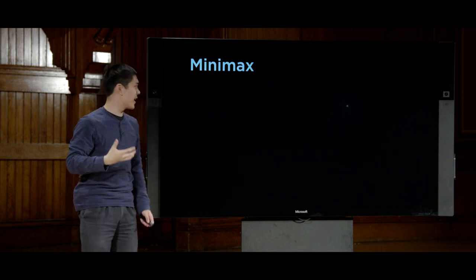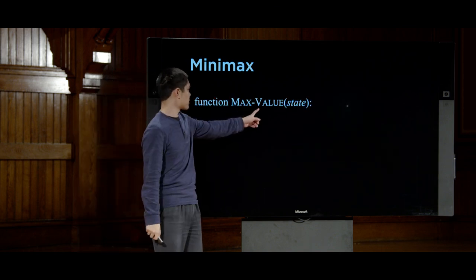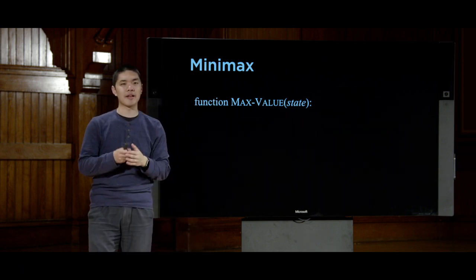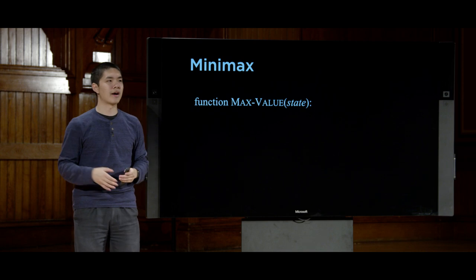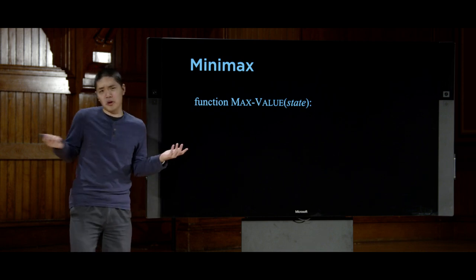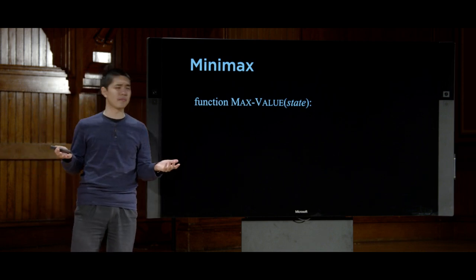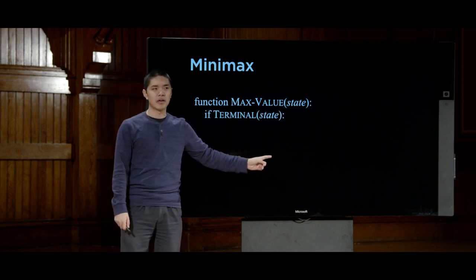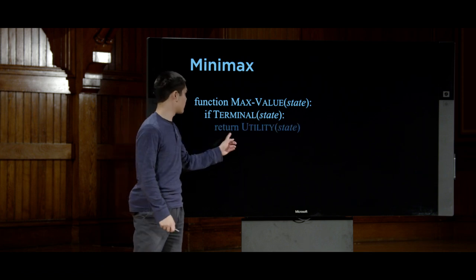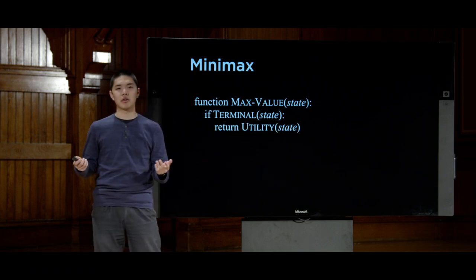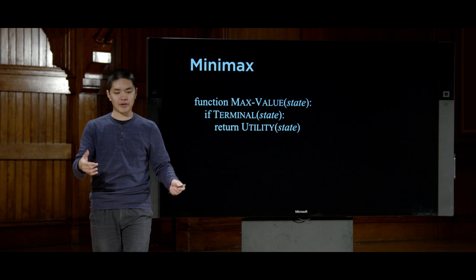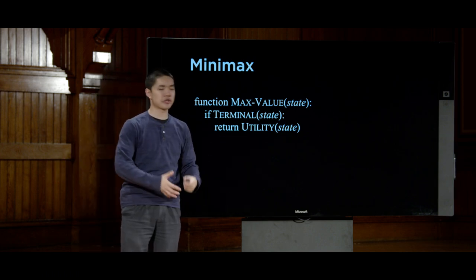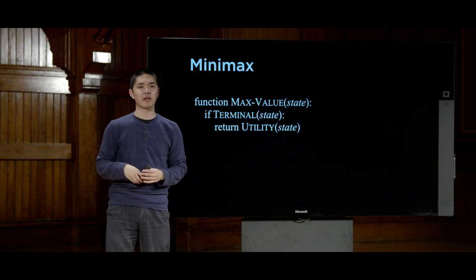So let's try it. Let's try and implement this max value function that takes a state and returns as output the value of that state if I'm trying to maximize the value of the state. Well, the first thing I can check for is to see if the game is over. Because if the game is over, in other words, if the state is a terminal state, then this is easy. I already have this utility function that tells me what the value of the board is. If the game is over, I just check, like, did X win, did O win, is it a tie? And this utility function just knows what the value of the state is.